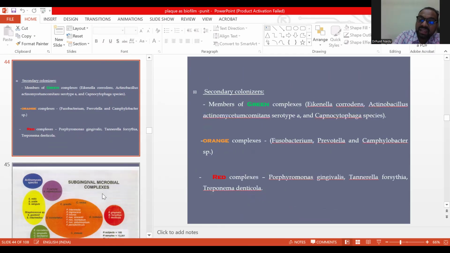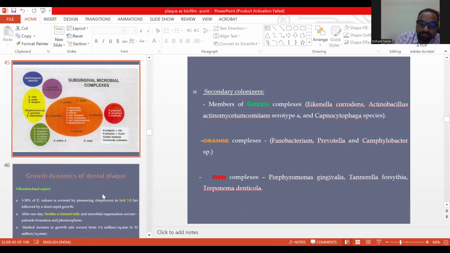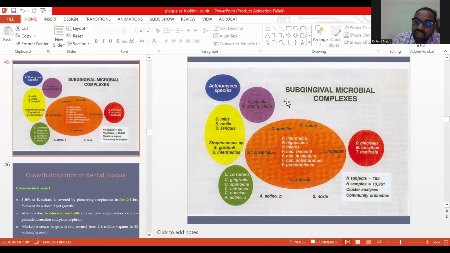The second one is secondary colonizers. These are indicated by green color, which are Eikenella corrodens, Actinobacillus actinomycetemcomitans, and Capnocytophaga species. And the orange complex is Fusobacterium, and the red complex is P. gingivalis, T. forsythia, and T. denticola. So this is a picture explaining the various types of subgingival microbial complexes depicted in different colors.